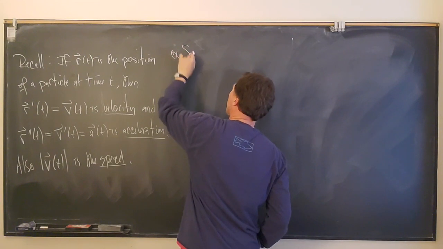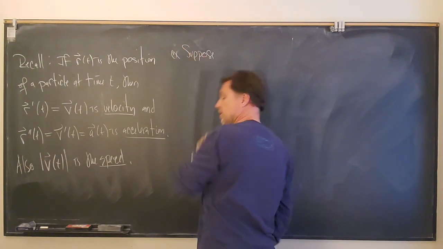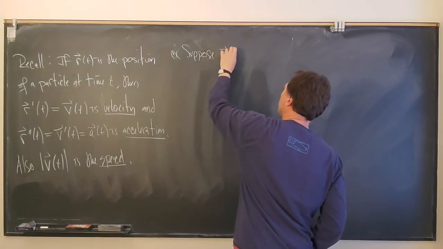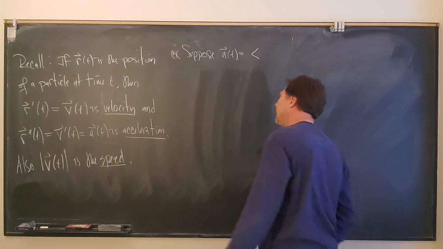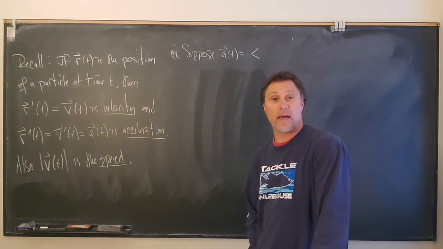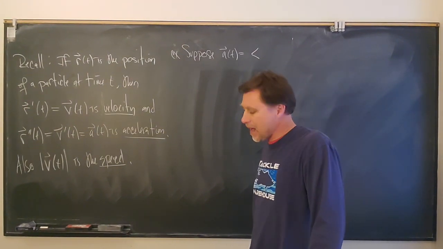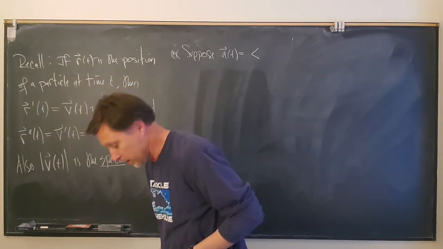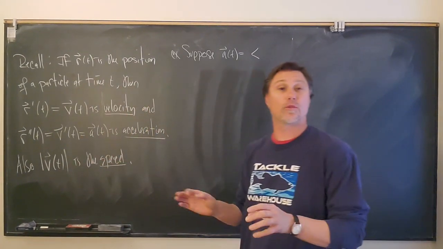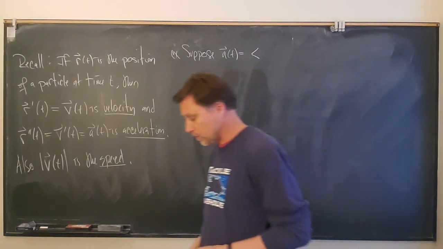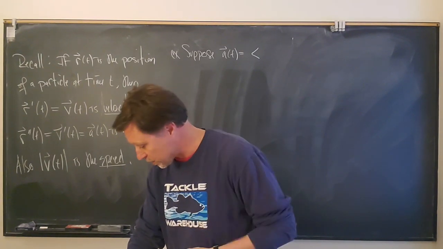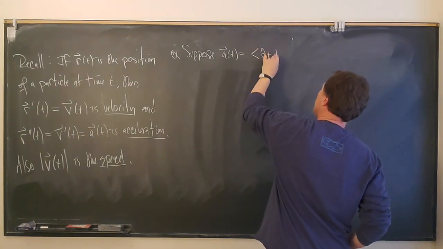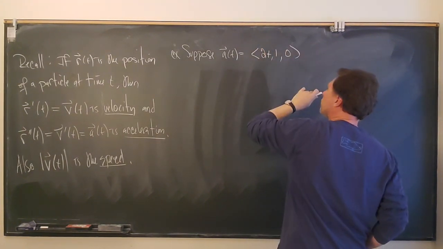So suppose that acceleration, a of t, is, now your book goes back and forth between IJK and angle bracket notation when they're talking about this. I'm going to just stick with angle bracket notation today. I like the math approach better than the physics approach, but you should be able to go back and forth between angle bracket and IJK notation in the book and especially in your physics classes. So let's say that the acceleration is 2t, 1, 0.